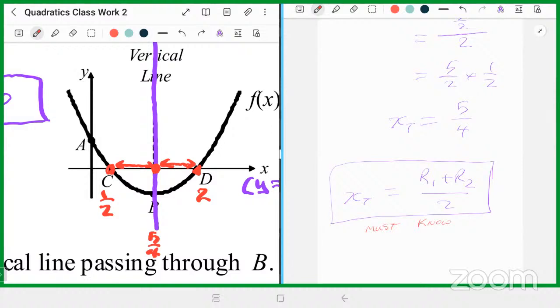So that's another way of finding xt. Apart from the fact that xt equals minus b over 2a, that's another way to find xt: average the two roots, because the x value at the turning point is equidistant between the two roots. All right, so that was a bit of a digression, just to emphasize this.